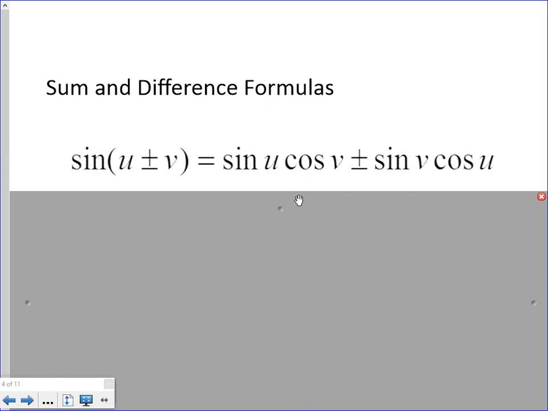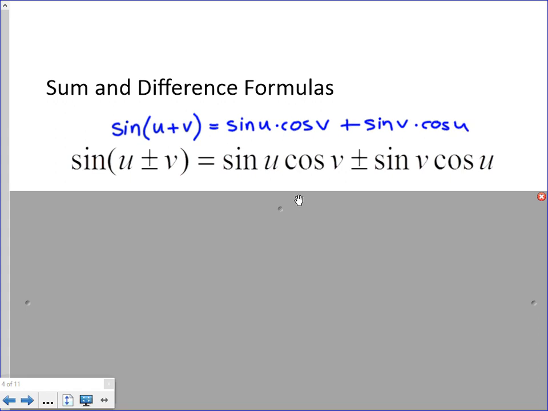Now notice the other side also has this plus or minus. So as long as the plus or minuses match from left to right, it just means keep the sign. So for example, if I were working a sum of 2 angles, so I have some angle u and some angle v, and I'm adding them together. Then when I plug into the formula on the other side, I'm going to have the sine of u times the cosine of v, and I keep the sign plus sine v times cosine u.